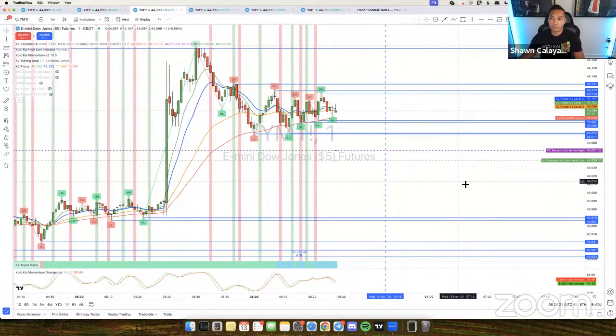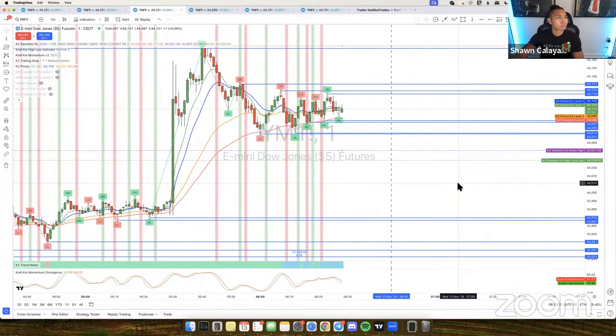All right, guys. Like I said, we got a bunch of liquidity on both ends right here. Looking at current price, breakout for today is going to be a sell.